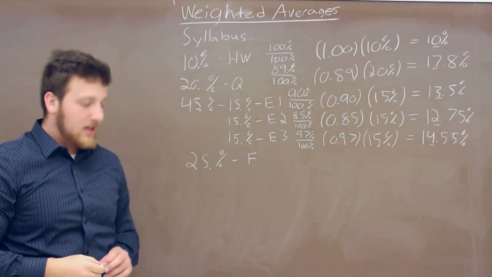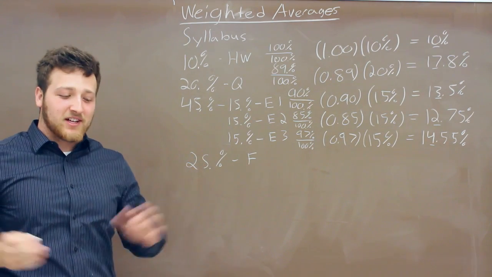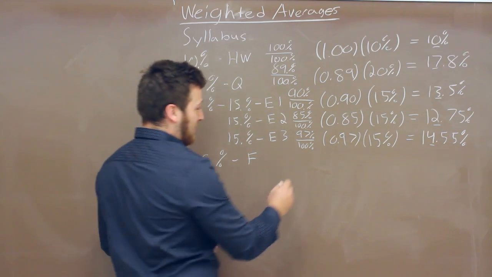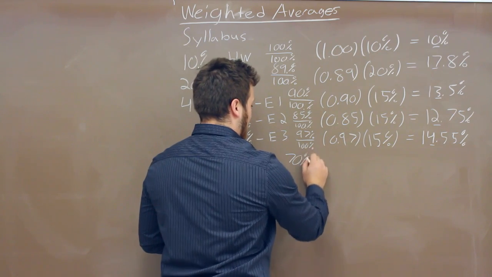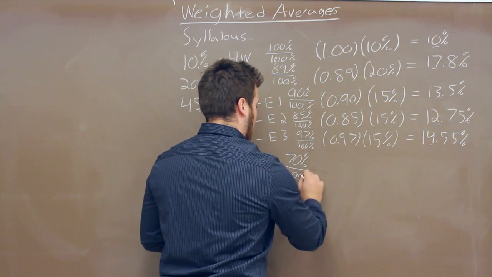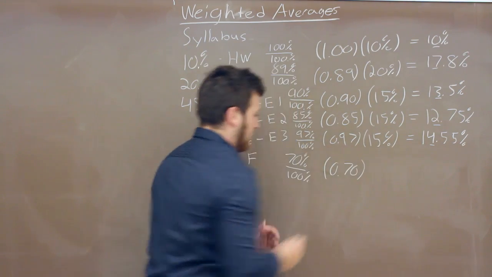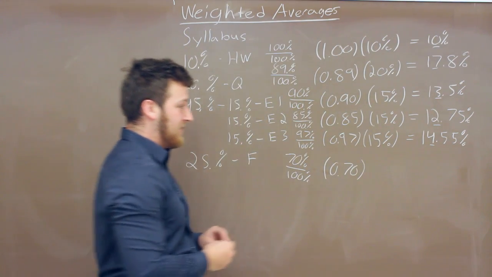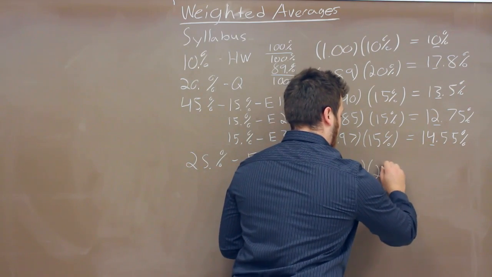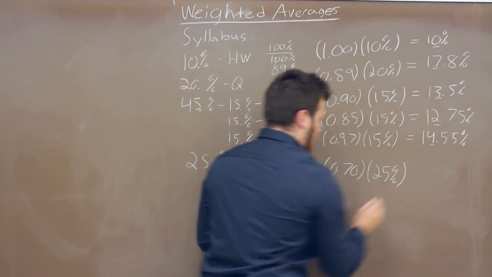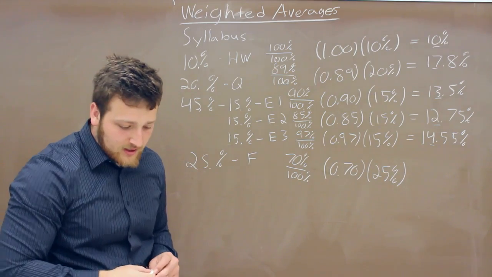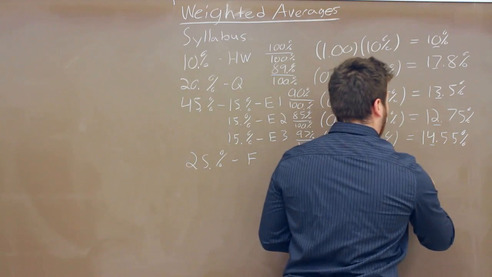Lastly, for the final, the student thinks they're doing really well in the class, so they don't study for the final and receive a 70%. Divide that by 100%, 0.70, and we're going to multiply that by the 25%, giving the student a 17.5%.